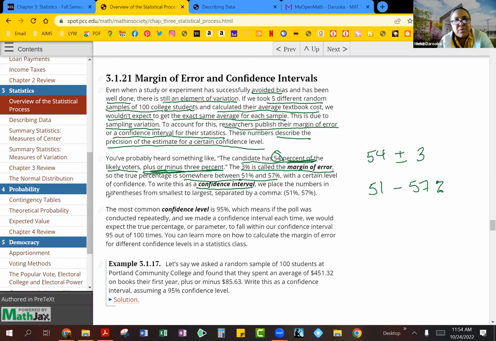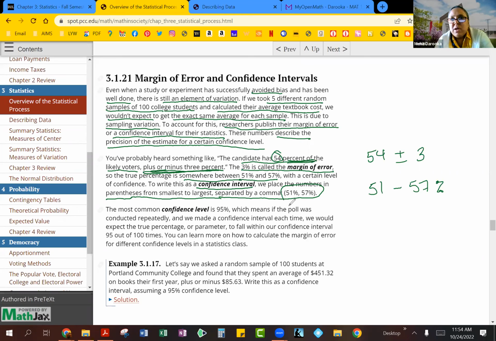And the way you write this out is you put the values in parentheses from smallest to largest, separated by a comma. So this is how you would write your confidence interval out: 51% to 57%.